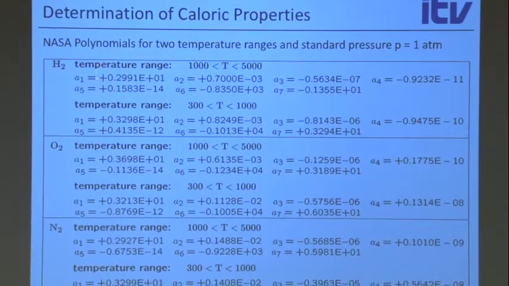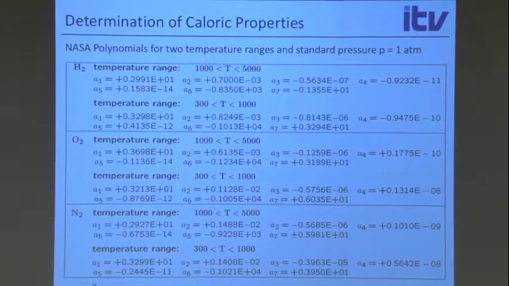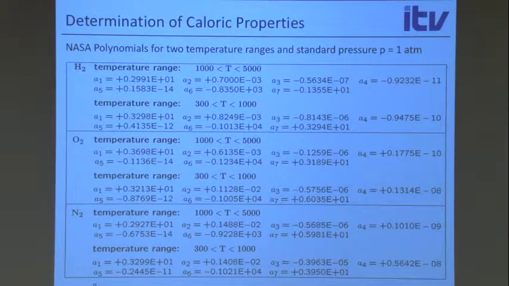So this is how these polynomials look like. Here are just these coefficients, and typically you have one set of coefficients for the range below 1000 Kelvin and one set above 1000 Kelvin. One needs to be careful. This one, for example, goes from 1000 to 5000 Kelvin, which means if I ever want to use this above 5000 Kelvin, it gives me garbage.